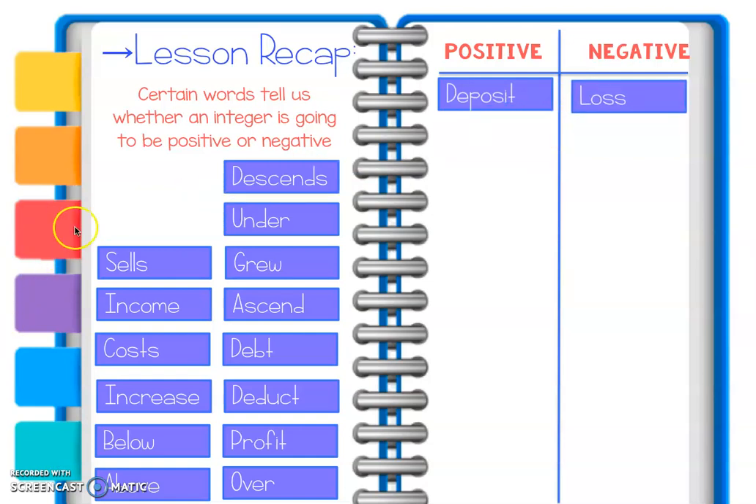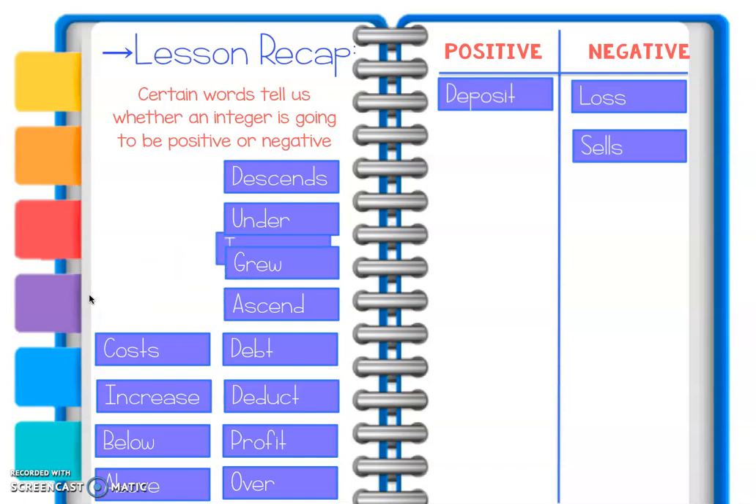Okay. Sells. If I am selling something, I don't have it anymore. So it's not with me. It's a negative. Income. Income means like when I get a weekly paycheck. Sometimes people call that their weekly income. Income means I'm getting money, so it's going to be positive.